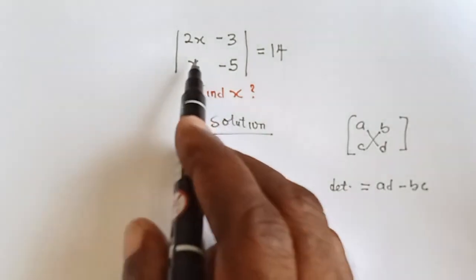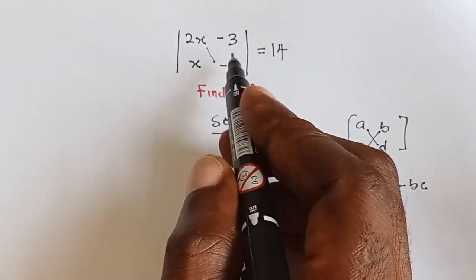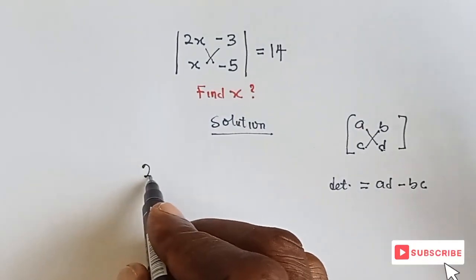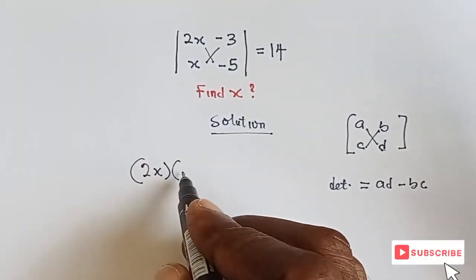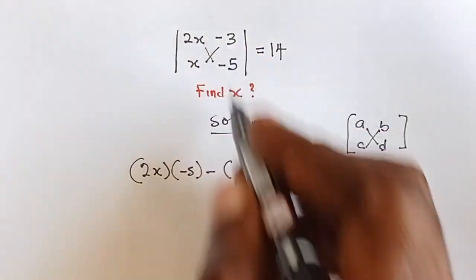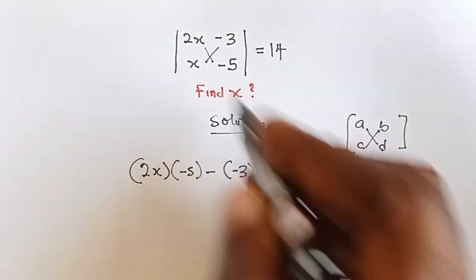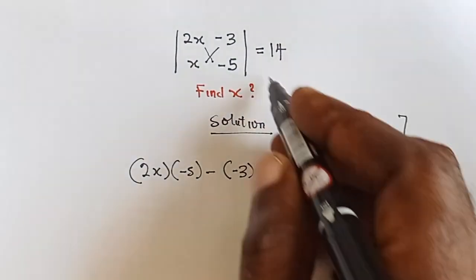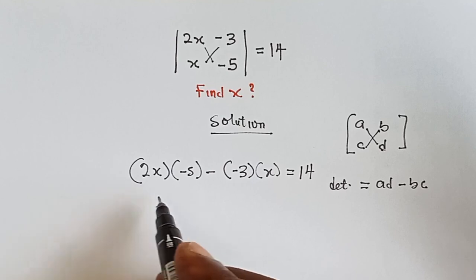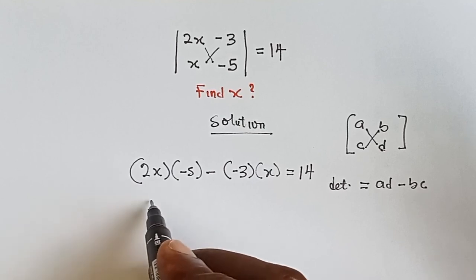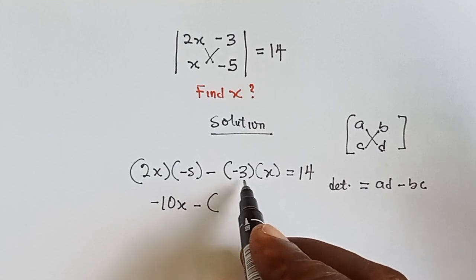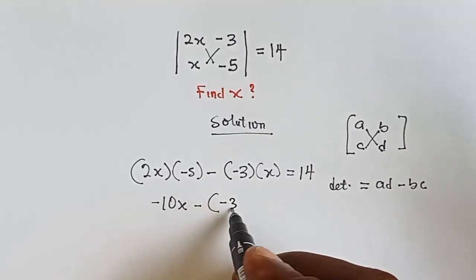If we want to find the determinant of this, we multiply this by this, and then multiply this by this. So we have 2x multiplied by minus 5, then minus, we have minus 3 multiplied by x, and everything equals 14. Now let's multiply this. 2x times minus 5 will give us minus 10x, minus, then we have minus 3 times x, which gives us minus 3x.